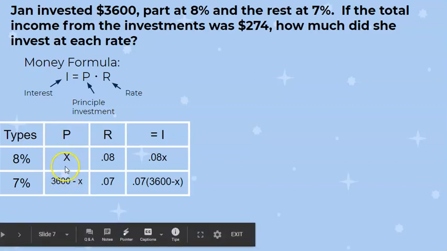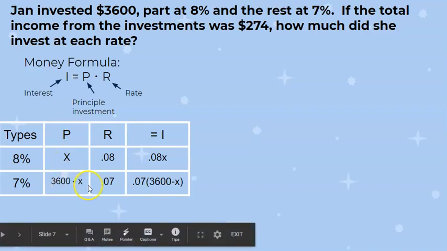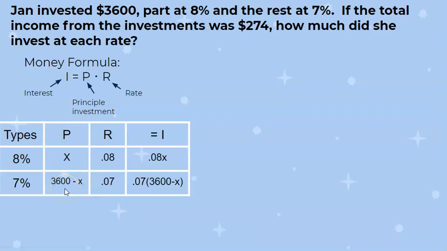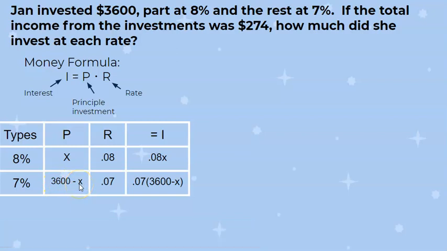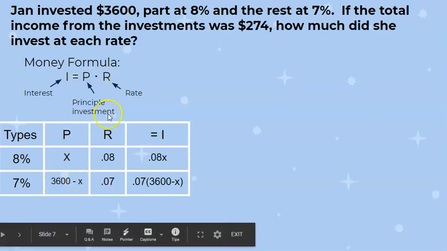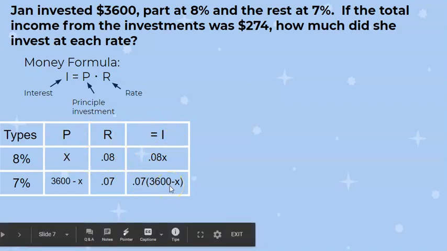The way we express that is we just pick one and call it X, and the other one would be the total minus that. Just like if you had $100 and you know that 30 of it were going in one account, then you would subtract and know that 70 were going in the other account. So here, I'm just going to call one X and one the total minus X, in this case 3,600 minus X. Now we know by the formula if I multiply these two amounts I should get the interest. So I'm just multiplying here and writing the formula under the interest column.